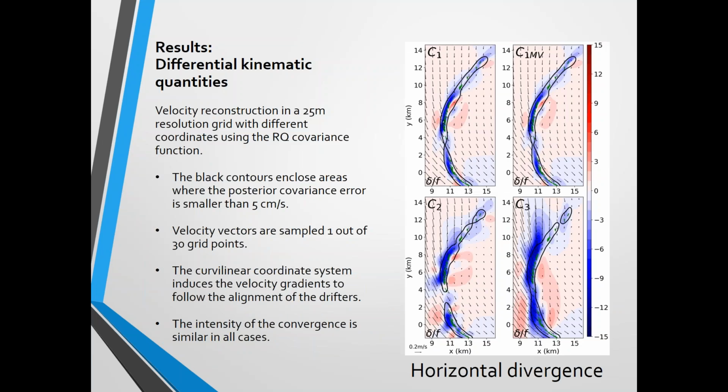So the results, just to compare the results for maps of differential kinematic quantities, I'm showing here the convergence at one time step using the different types of covariance functions and different types of coordinate system. The two on top are using the curvilinear coordinate system, and the two on the bottom are using the Cartesian coordinate system. The black line indicates the line of 5 centimeters per second error from the posterior covariance function.